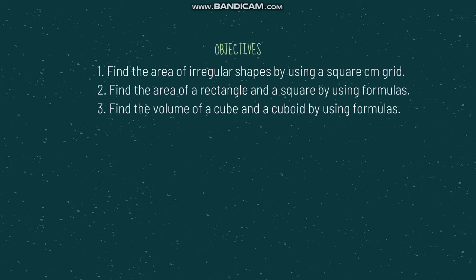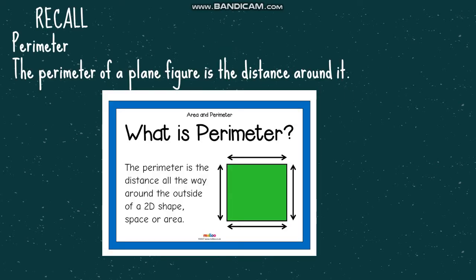So you are going to find the area of irregular shapes using a square centimeter grid, and then we'll be learning how to find the area of a square and rectangle by using the formulas, and similarly we'll be learning how to find the volume of cube and cuboid using the formulas.